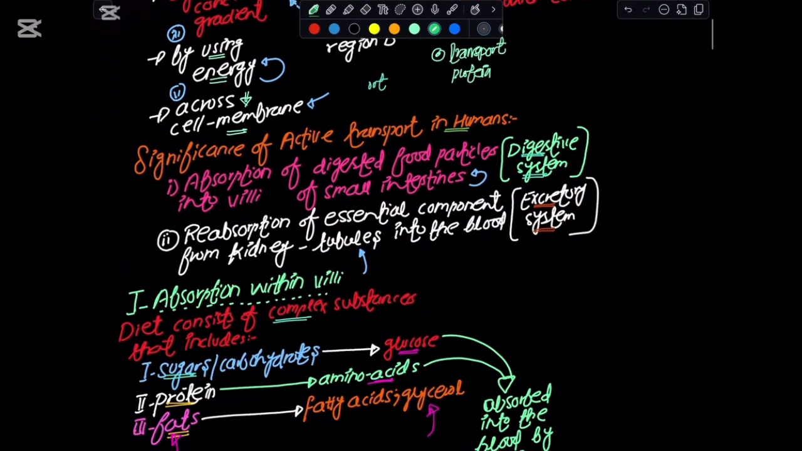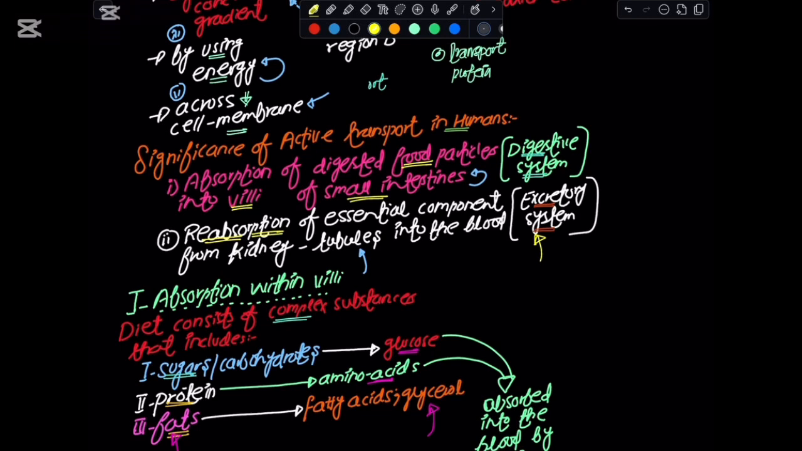Now we must know where in our body active transport is utilized. When we digest food particles and have to absorb them into the villi of the small intestine in the human body, active transport is utilized. Other than that, we have the excretory system, and when we excrete waste materials out of the blood, it so happens that along with the waste materials, some useful materials also go out of the blood, so we need to reabsorb them back.